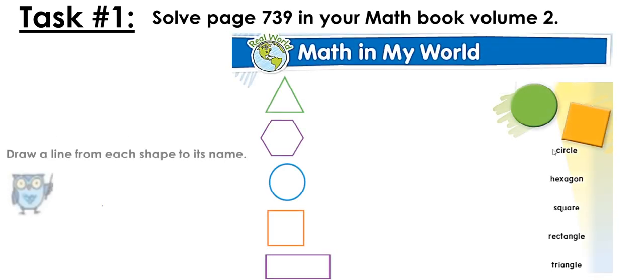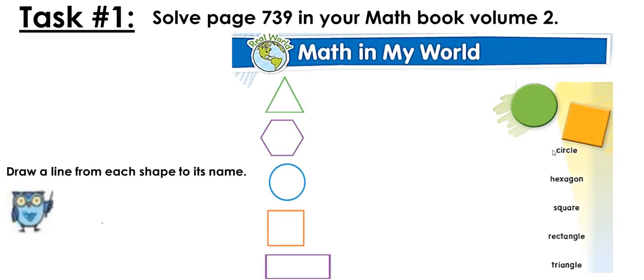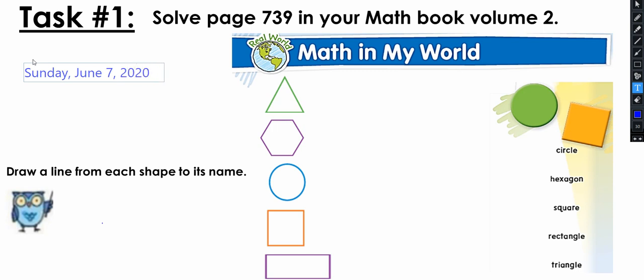Let's do the first task. Guys, go and grab your book, your math book, and open it in page 739. Okay, first thing we do is write the date. Write the date on top of the page. Today is Sunday, June 7, 2020. It's only 5 days for my birthday.